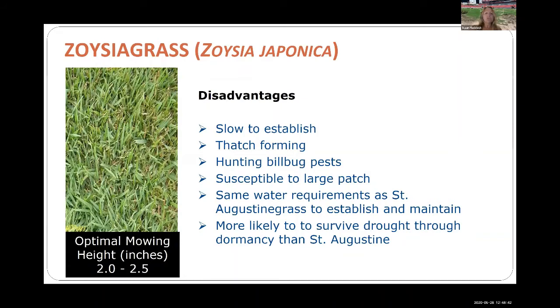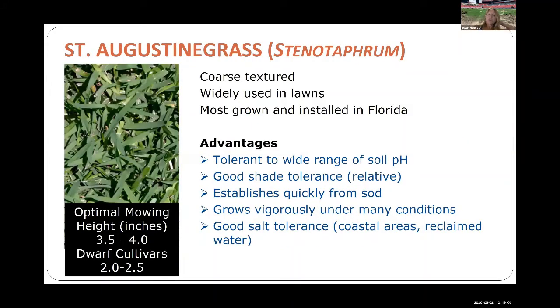It is slow to establish. It tends to shut down and lose that green color quicker in the fall when we start getting cool nights than St. Augustine, and it takes longer to green up in the springtime. So we tell our clients, be patient with zoysia grass because it's not going to green up as quickly. And again, it's susceptible to a few different insects, hunting billbugs, large patch, etc. And then St. Augustine grass, which is the most grown and installed in Florida, especially, you know, homeowners, common areas, that sort of thing.